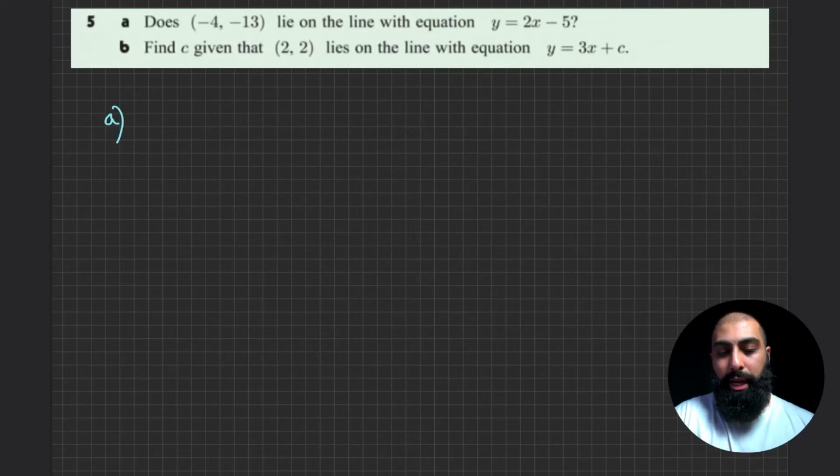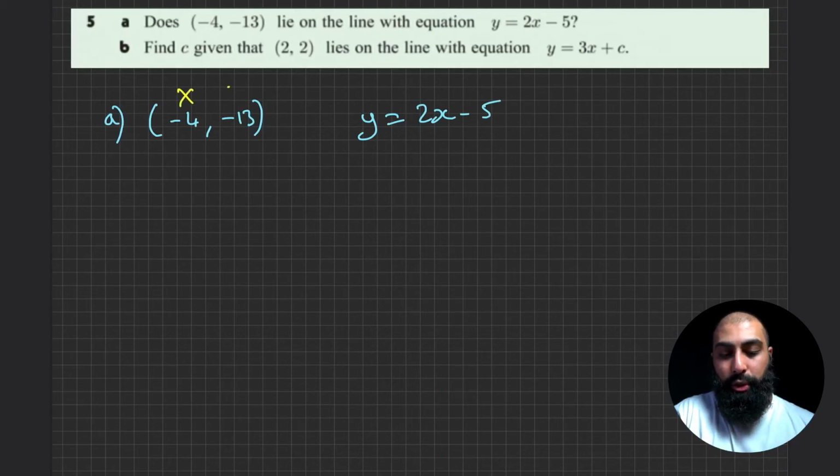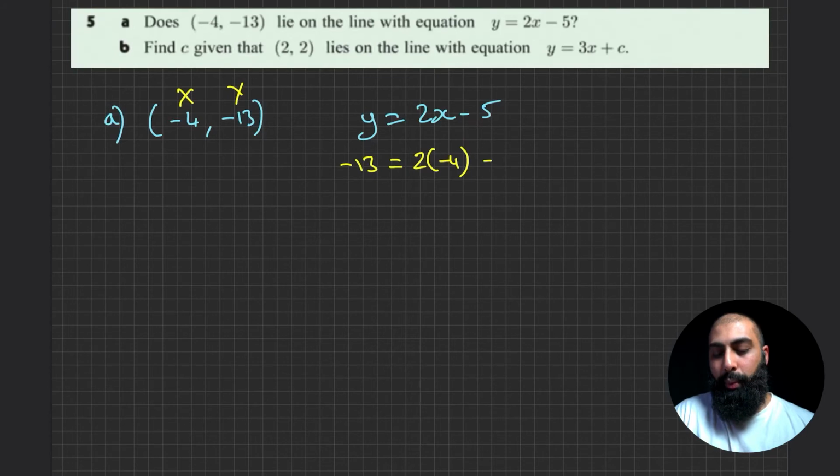Okay, so for part A here, we're going to have the coordinate -4, -13. Does it lie on the line with the equation y equals 2x minus 5? One way to find out is by substituting x and y into our formula. So our x value is -4, and our y value is -13, and we have -5 here. So 2 times -4 is -8, and then we have -5 here.